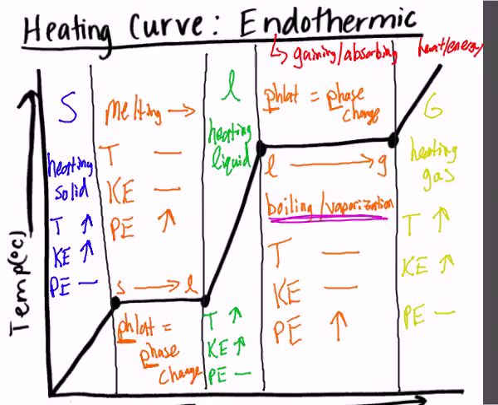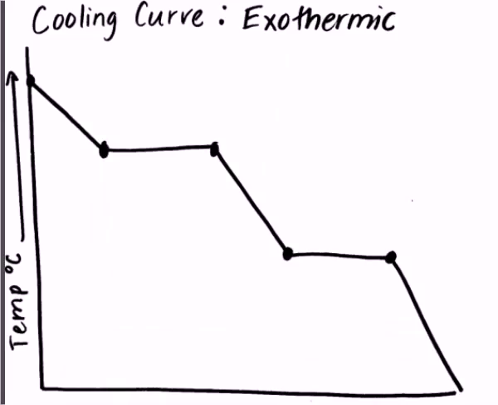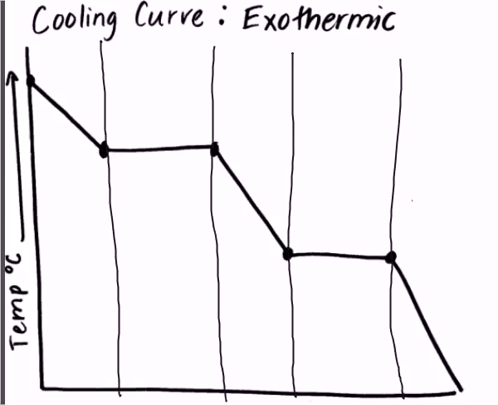What I want you guys to do right now in your foldable is to go to the cooling curve, which is at the top of your page. All right, here I want you to go through, break it up into the 5 sections, and do your best to start labeling and describing what's happening in each section.